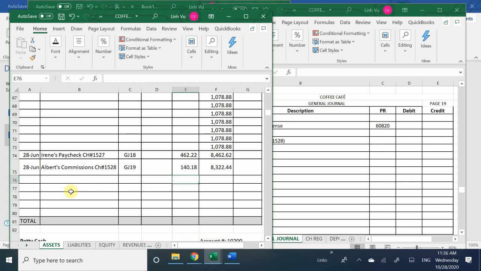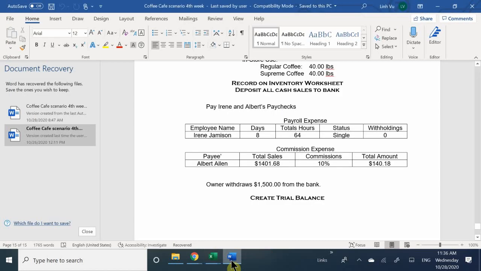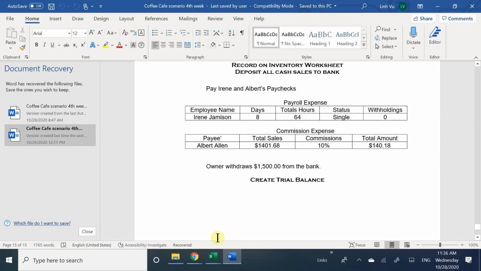All right? Good. So now that we've done that, the last thing we have to do is compute another owner's withdrawal because, hey, it's been 2 weeks. I need to pay myself. So I just decide to withdraw $1,500 from the bank. Okay. So how am I going to journalize this?